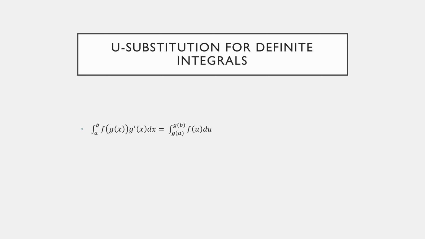Next, I will be talking about definite integrals. And the difference between definite and indefinite integrals is that indefinite has no limit, while definite integrals do. And this is the U substitution form for definite integrals. And it's basically the same as the form for indefinite integrals, except that now we have boundaries, which is represented by the A and the B.